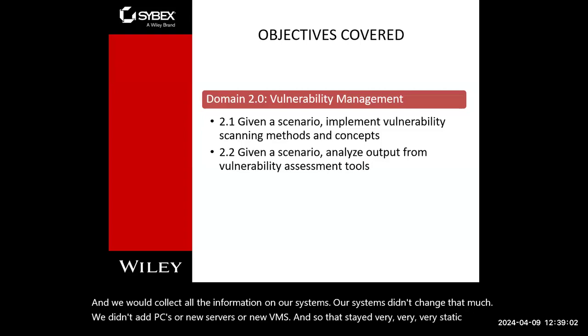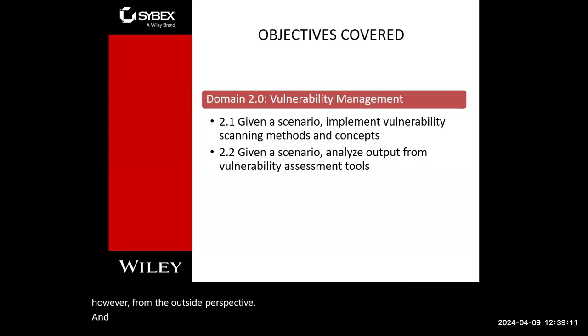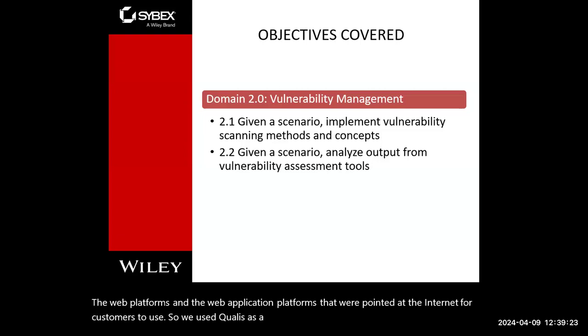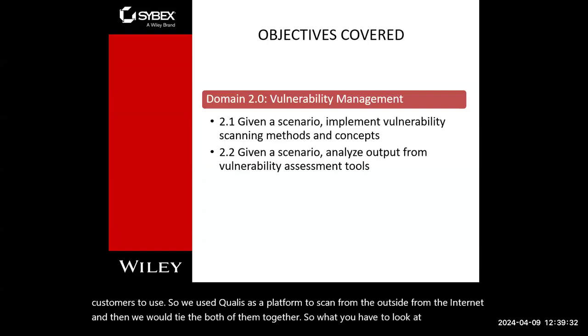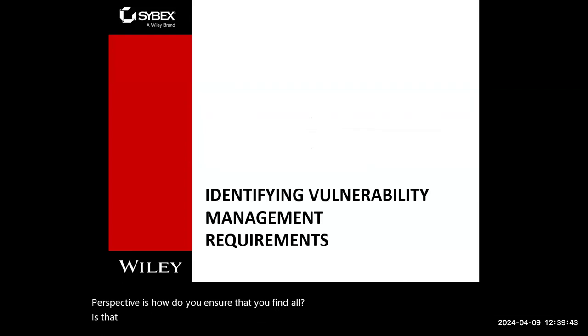However, from the outside perspective, we were changing a lot of directories and files and content within the web platforms and the web application platforms that were pointed at the internet for customers to use. So we used Qualys as a platform to scan from the outside, from the internet. And then we would tie the both of them together. So what you have to look at from a vulnerability management perspective is how you ensure that you find all the different types of vulnerabilities from the different angles that traffic can traverse in your network.